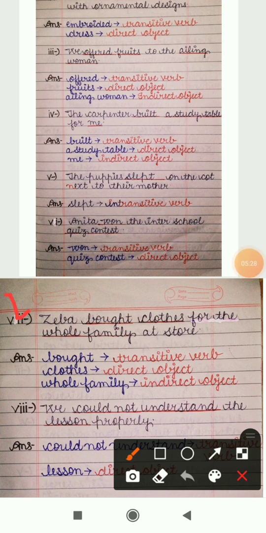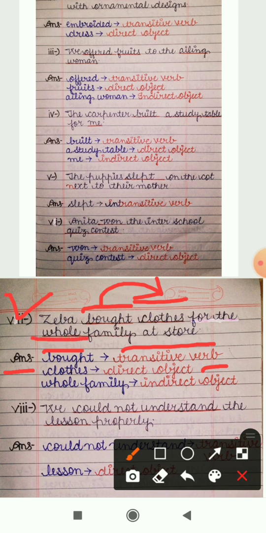The next sentence is, Zeba bought clothes for the whole family at a store. So here what is the verb? The verb is bought. So what did Zoya buy? Zoya bought clothes. That means there is an object, and bought is a transitive verb. So here clothes is receiving the action of the verb. That means it is the direct object. And for whom has she bought the clothes? For the whole family. So whole family is the indirect object.